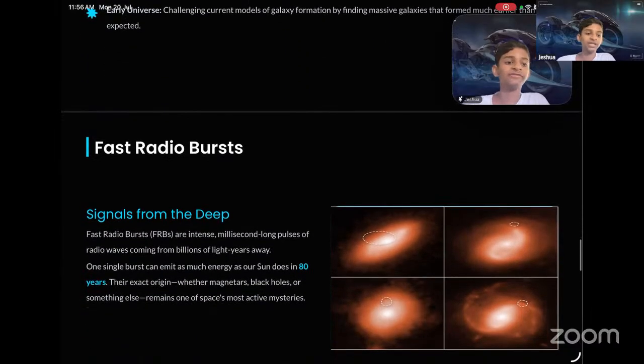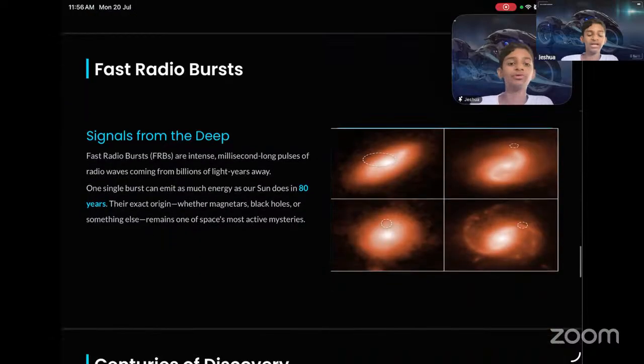Fast radio bursts. These are signals from the deep. Fast radio bursts, or FRBs, are intense millisecond-long pulses of radio waves coming from billions of light years away. One single burst can emit as much energy as our sun does in 80 years. Their exact origin, whether magnetars, black holes, or something else, remains one of space's most active mysteries.